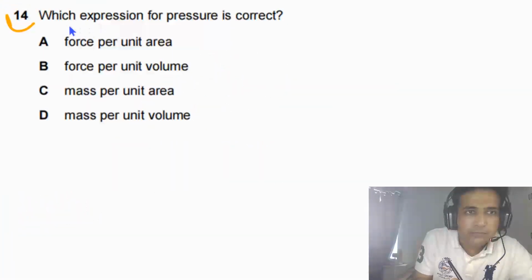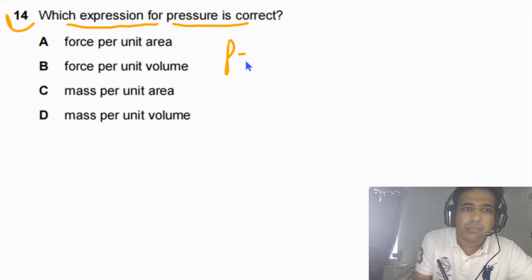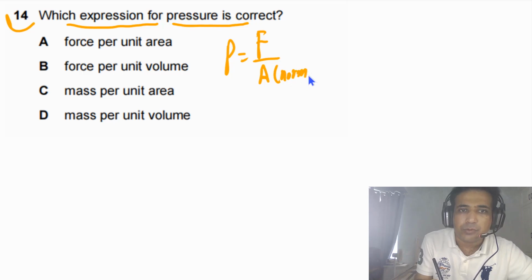Question 14 says, which expression for pressure is correct? Pressure simply is equal to force over area normal to the force. So we can say normal to the force. So area normal to the force.